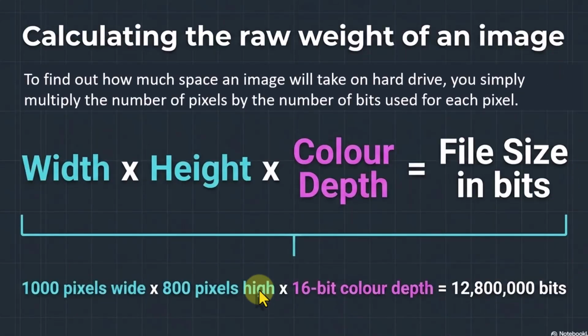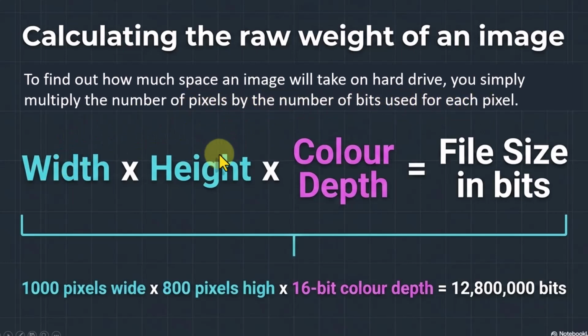And we need to calculate the file size many times. You will have questions like this in your exam. They will give you the width and height of an image and its color depth and tell you to calculate the file size. So you have to know, to find out how much space an image will take on a hard drive, you simply multiply the number of pixels by the number of bits used for each pixel.